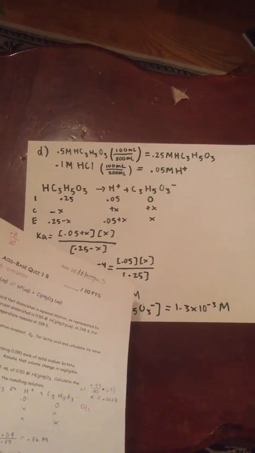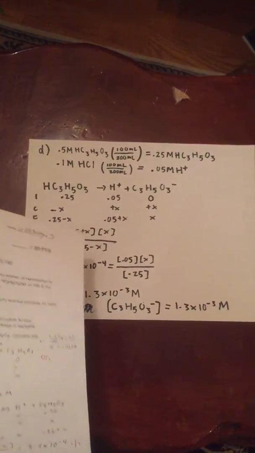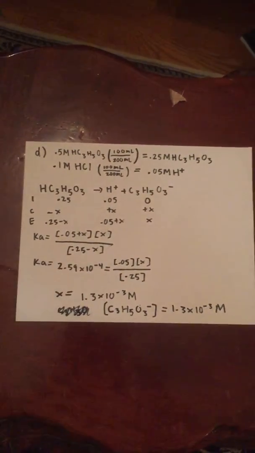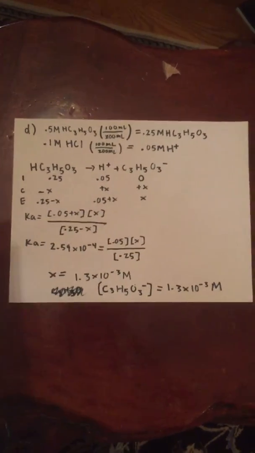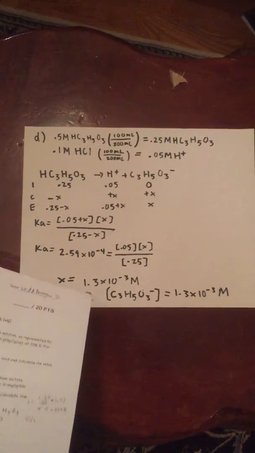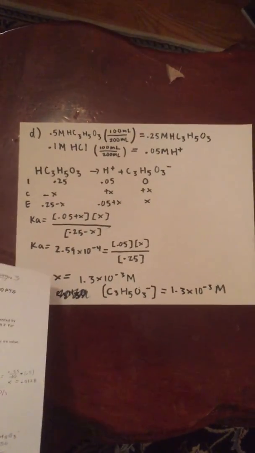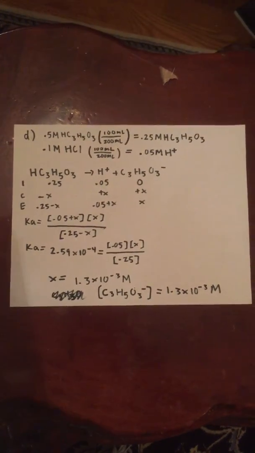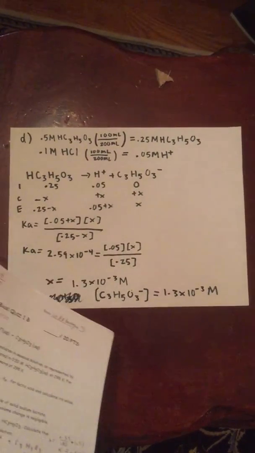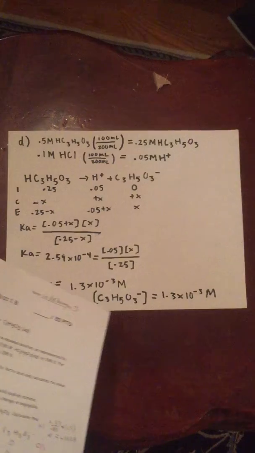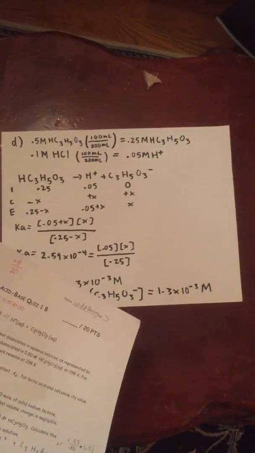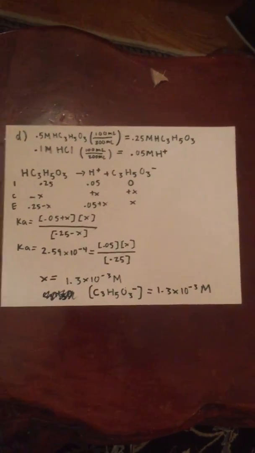equal to 0.05 times X over 0.25, where we basically disregarded the plus X and the minus X because the values are so small that it won't really affect our answer. So then you get X is equal to 1.3 times 10 to the negative 3 molarity. And this X signifies the concentration of C3H5O3 minus in the resulting solution, which is equal to, again, 1.3 times 10 to the negative 3 molarity.